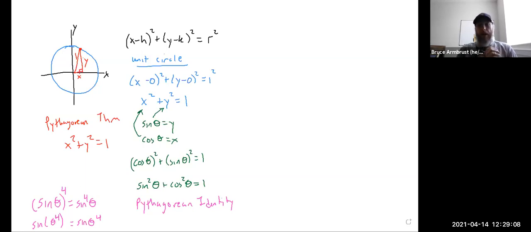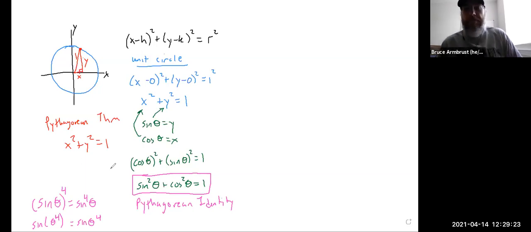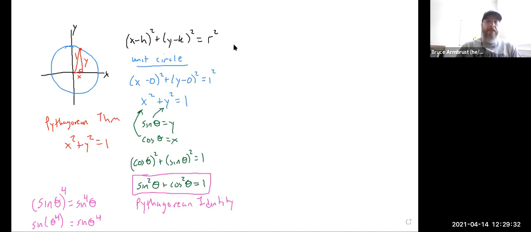All right. But you want to know this one. Sine squared plus cosine squared equals 1. Let's put a little box around it. But it's really easy to remember if you just remember the Pythagorean theorem. X squared plus y squared equals 1. X is cosine, y is sine. So we can actually add that now to the list of identities that we know. Let me just remind you what we've seen so far.